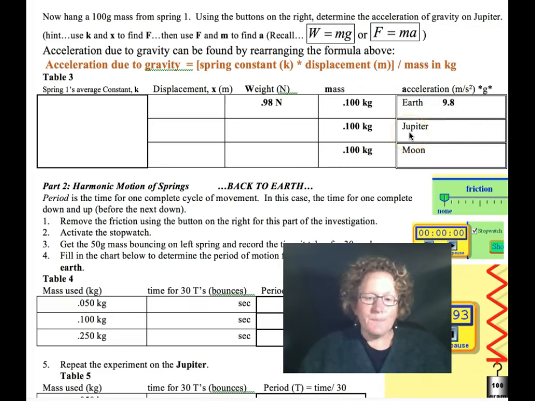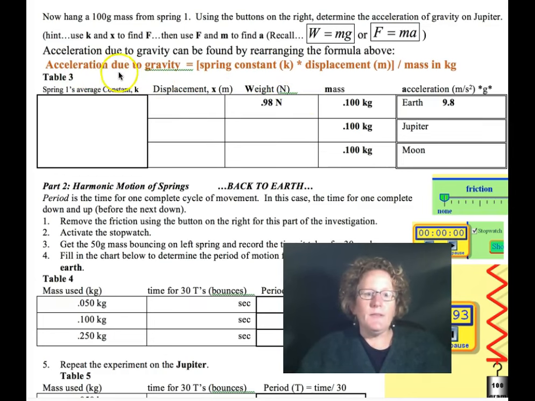We don't know what it is on Jupiter or the moon, and it's our job in this part of the lab to figure out the acceleration due to gravity if you go to Jupiter or the moon. I'll give you a hint. Jupiter is a much more massive planet than Earth, so based on what you learned about gravity in the last lab, that might give you an idea about the size of this number. The moon is a much less massive celestial body than the Earth, so that might give you an idea of what this number should be relative to gravity on Earth. I'm going to let you figure this one out on your own.